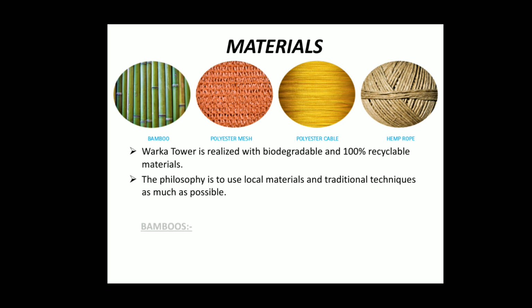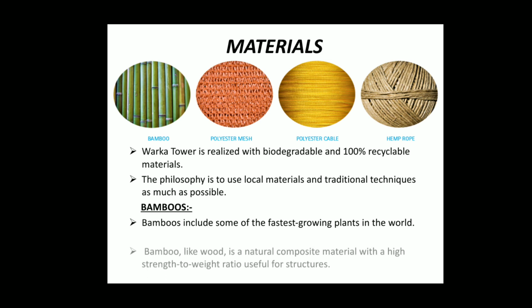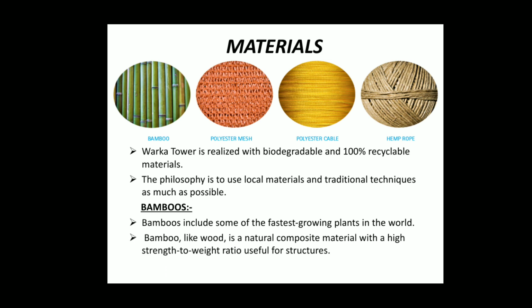First, bamboo. As you all know, bamboo includes some of the fastest growing plants in the world. Certain species of bamboo can grow 9-10 millimeter, that is 36 inch, within a 24 hours period, at a rate of almost 1 millimeter every 90 seconds. Bamboo, like wood, is a natural composite material with a high strength to weight ratio, useful for structures.